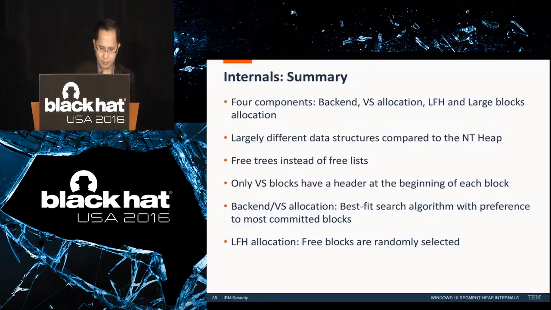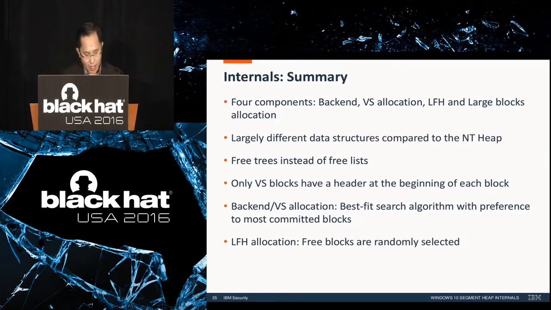So to summarize, there are four components of the segment heap: the backend, the VS allocation, the LFH, and the large block allocation component. The data structures of the segment heap are largely different compared to the data structures of the NT heap, and free trees are used instead of a free list. Of all the components, only VS blocks have a header at the beginning of each block, and the best fit search algorithm with a preference to most committed block is used by the backend and the VS component. While for the LFH allocation, the selection of the free blocks is randomized.